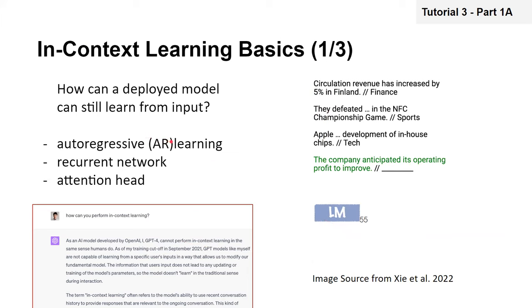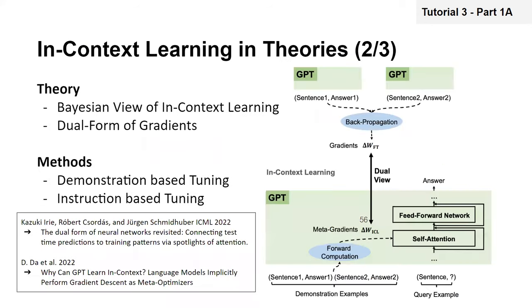So why in-context learning can work is something not showing up in this LinkedIn post or the Twitter post, right? So there are two perspectives on why in-context learning can work. The first perspective is the Bayesian view, which we're going to talk about in the next slide. But a more intuitive way is the dual form of gradients.